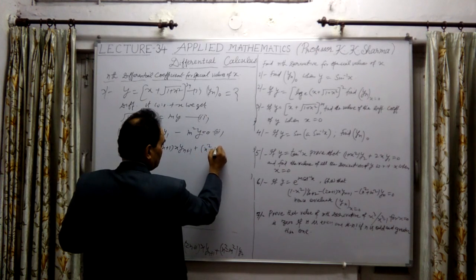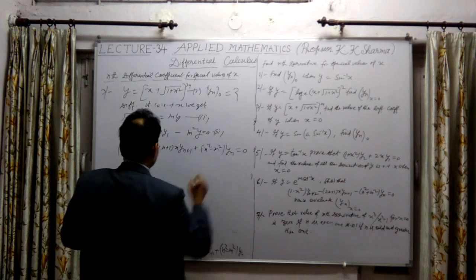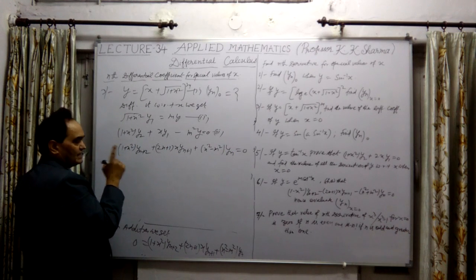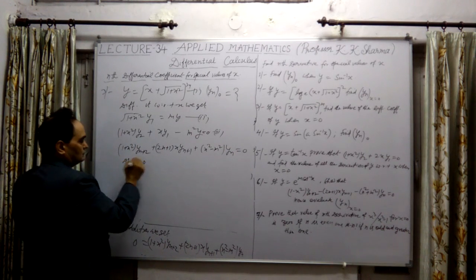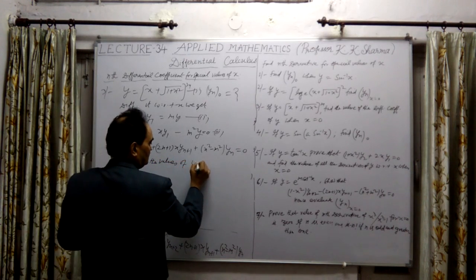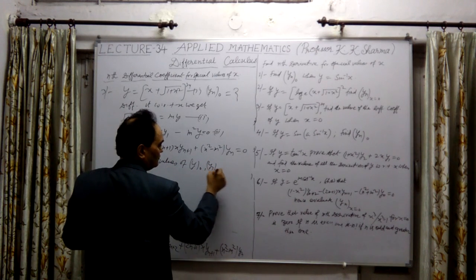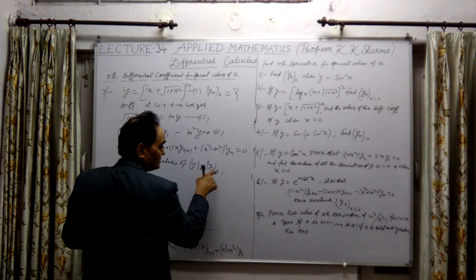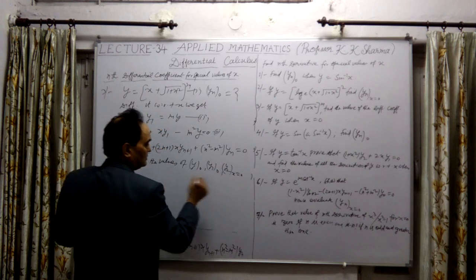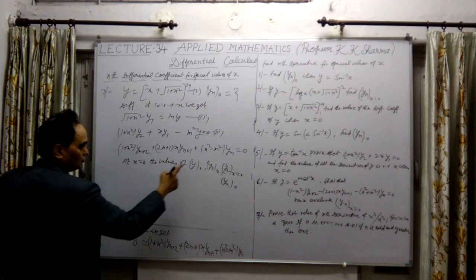This is n square minus m square, into y n equal to 0. So if I find out the value of all these functions at x equal to 0, now at x equal to 0, the values shall be the values of y0, y1, first derivative, second derivative, and yn at 0. What is the value of the first derivative at x equal to 0? What is the value of the second derivative at x equal to 0? And yn 0. So all these values we have to find out.